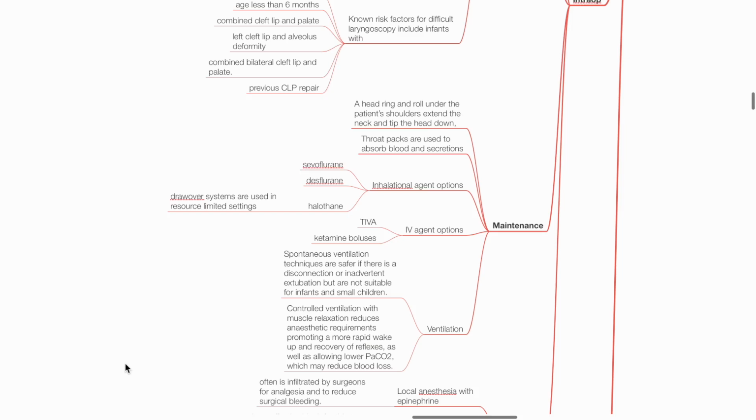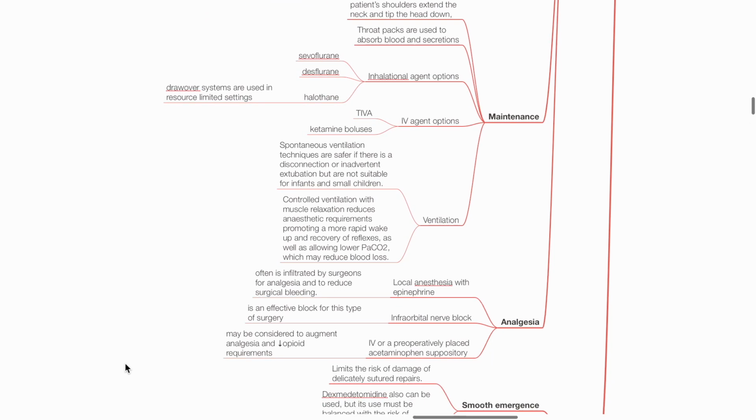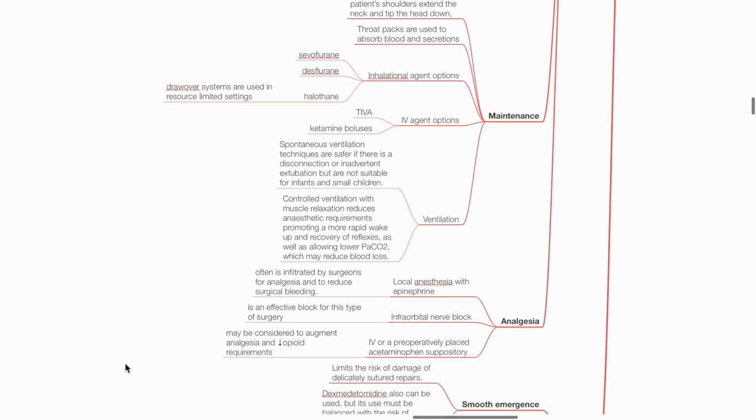Regarding ventilation, spontaneous ventilation techniques are safer if there is a disconnection or inadvertent extubation, but are not suitable in infants or small children. Controlled ventilation with muscle relaxants reduces anesthetic requirements, promoting a more rapid wake-up and recovery of airway reflexes, as well as allowing for lower PaCO2, which may reduce blood loss.